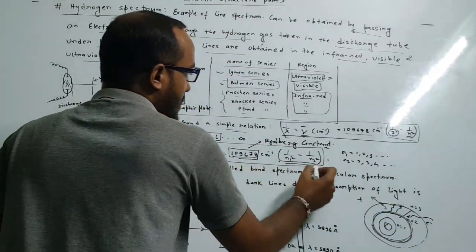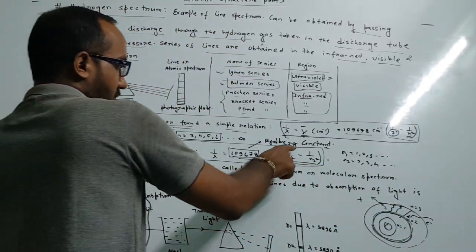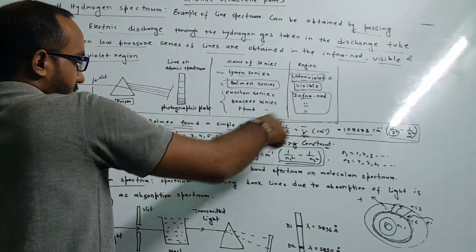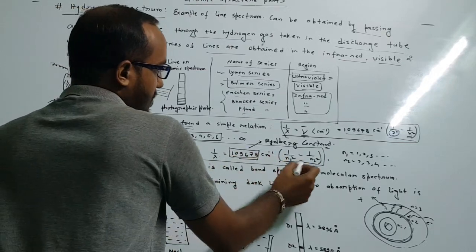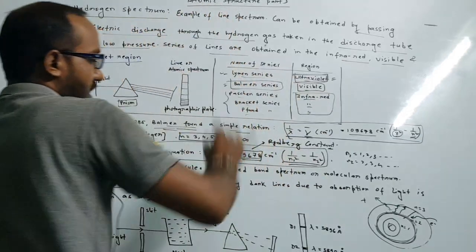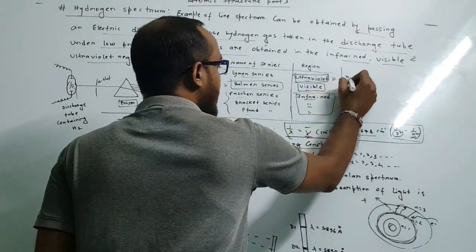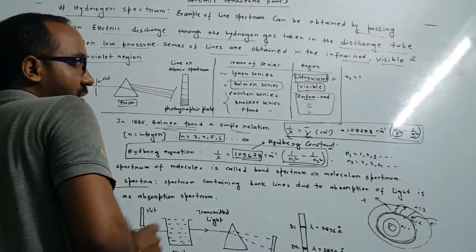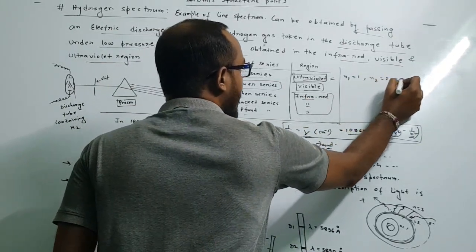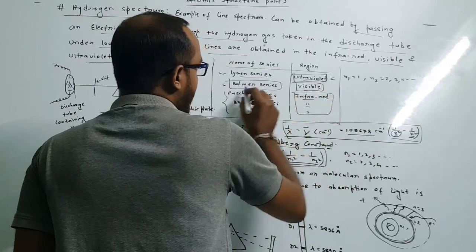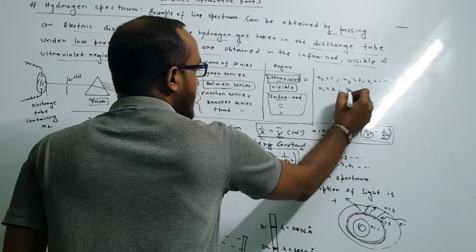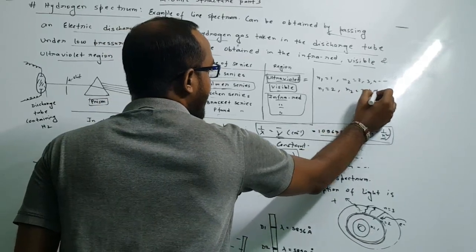But in this formula, you can see that this is a generalized form of the Balmer relation, 1 by n1 square minus 1 by n2 square. See, if you apply the Lyman series, for Lyman series, n1 is equal to 1 and n2 can be 2, 3, 4, etc. For Balmer series, n1 equals 2. That means n2 can be 3, 4, 5, etc.